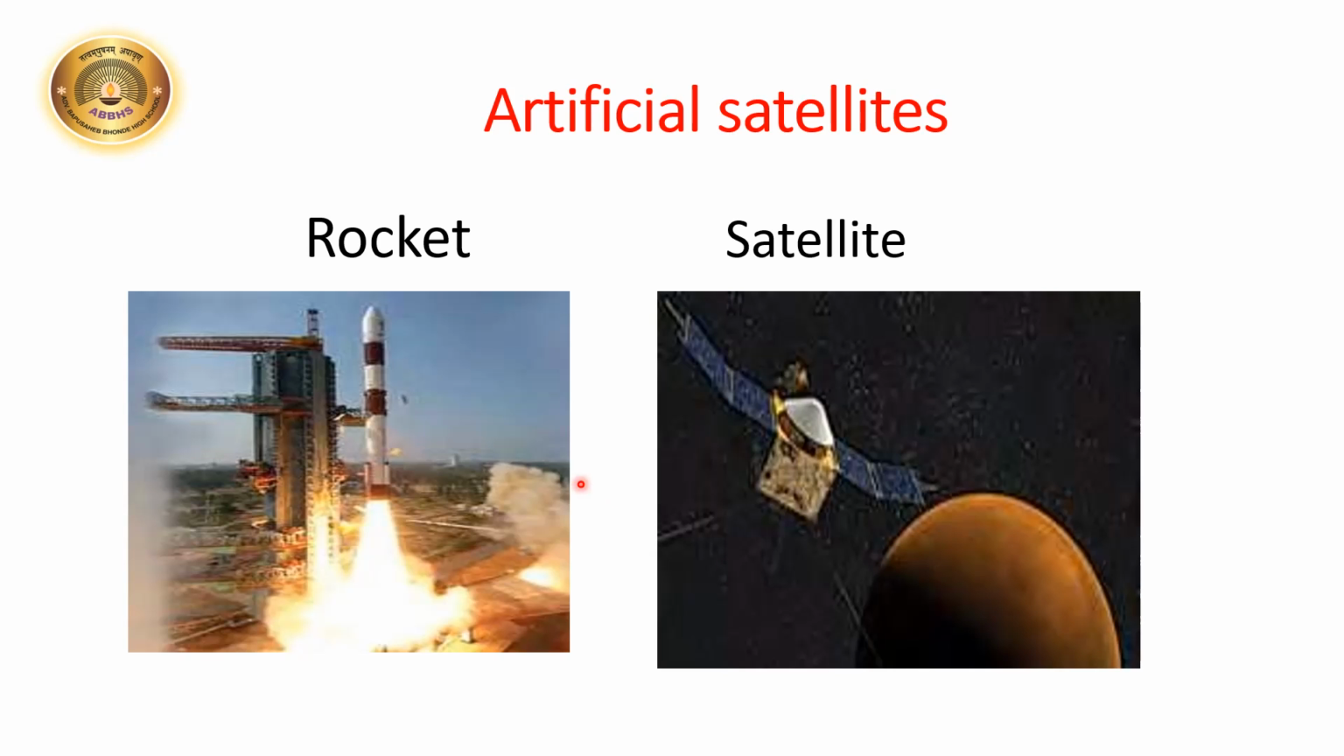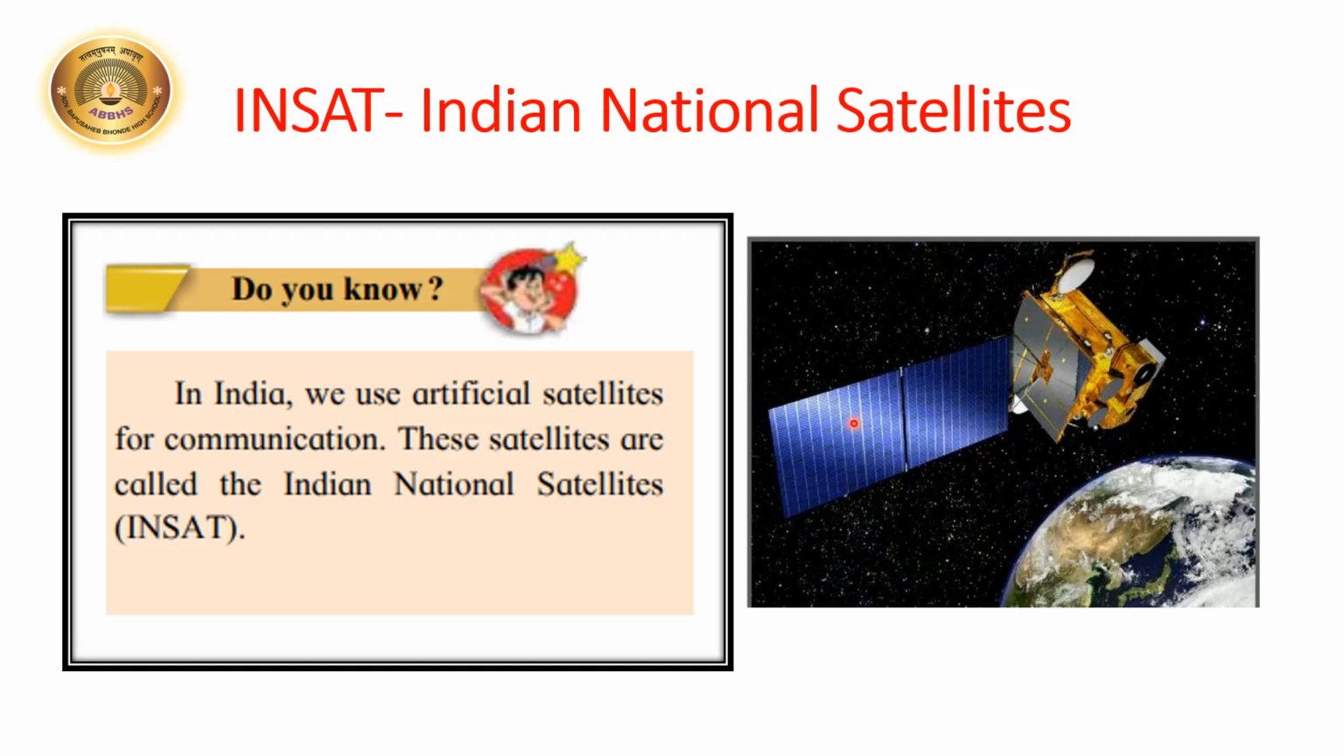Now about artificial satellites. Artificial satellites are launched into space by means of rockets, and they are useful for communication. These are the satellites. Do you know about INSAT? In India, we use artificial satellites for communication. These satellites are called Indian National Satellite. So the long form of INSAT is Indian National Satellite.